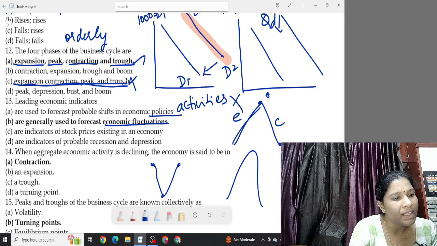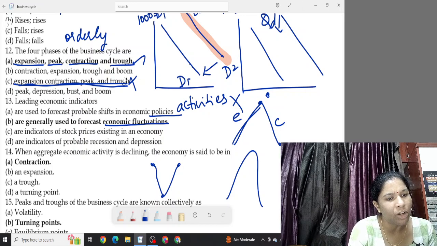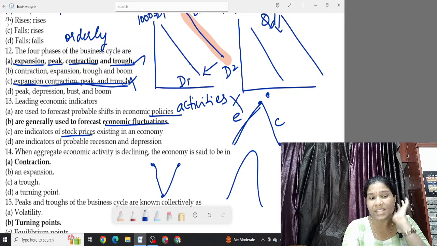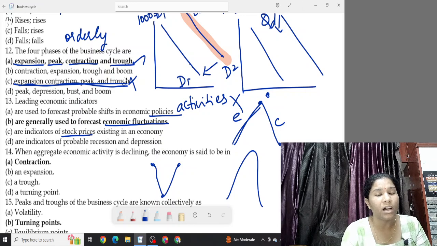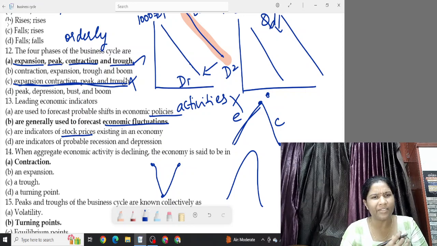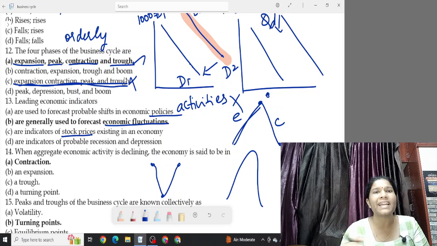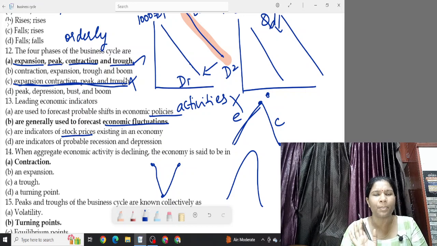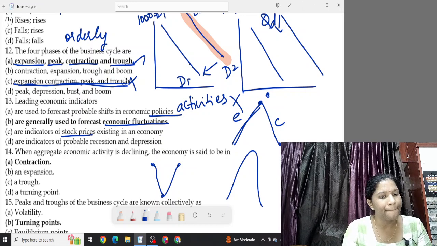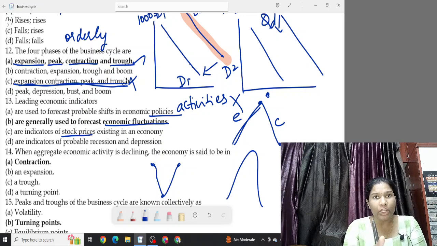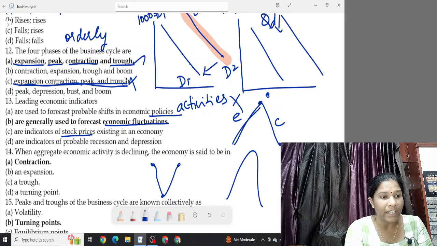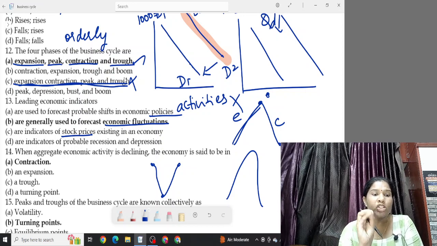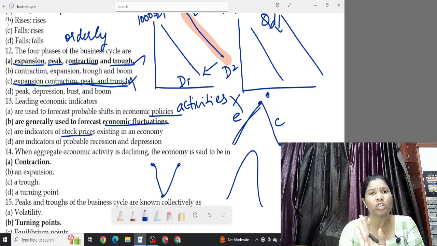Okay. Here they are talking about leading economic indicators being indicators of stock prices. No, they have never told us that leading indicators means only stock prices. They have never said. Stock prices are just an example of a leading indicator. And it is never said that leading economic indicators are indicators of stock prices only. And one more thing, here they are telling you that leading economic indicators are indicating the stock prices of the economy. No, it is not like that.